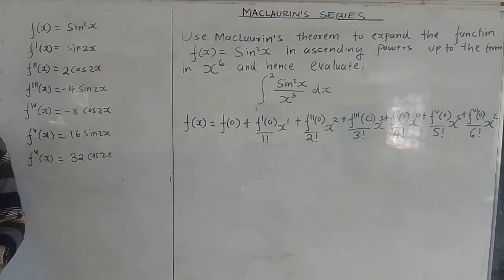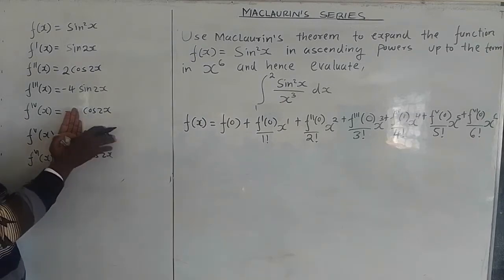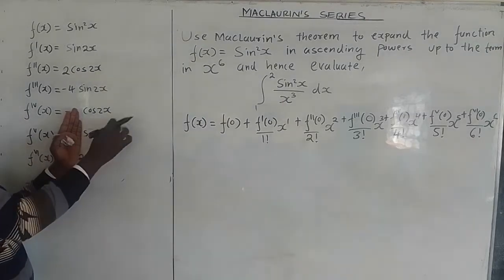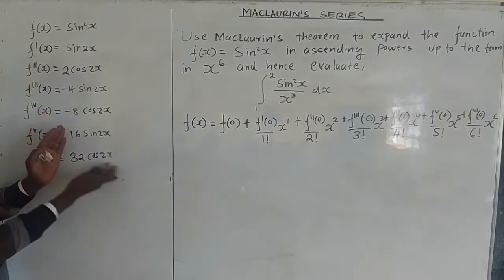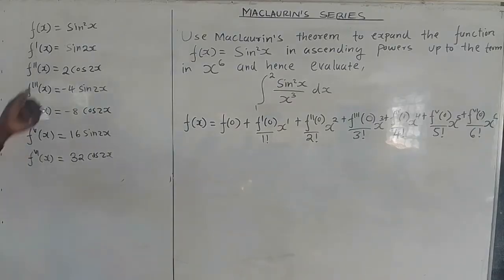Are we together? Or it is simply coming here, 16. If I differentiate sine 2x, I get cos 2x. Then if I differentiate 2x, I get 2. So 2 times 16, 32 cos 2x, isn't it? Are we together? Yes. So from here, we don't need these functions.